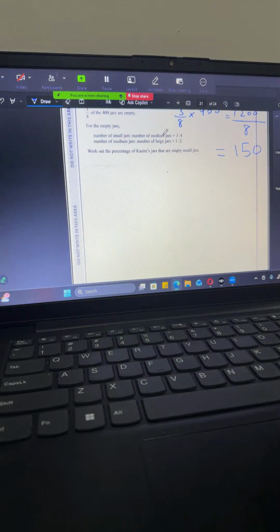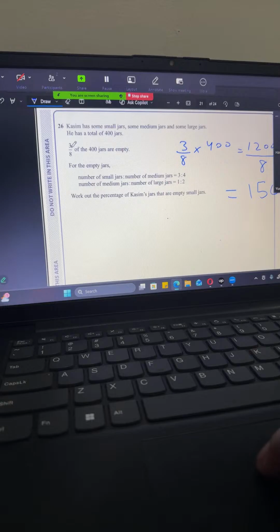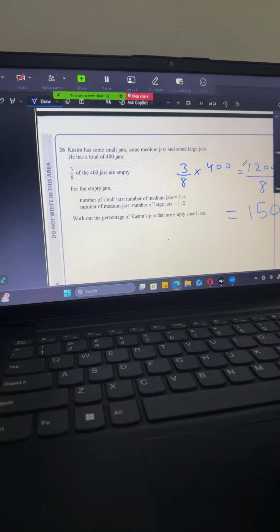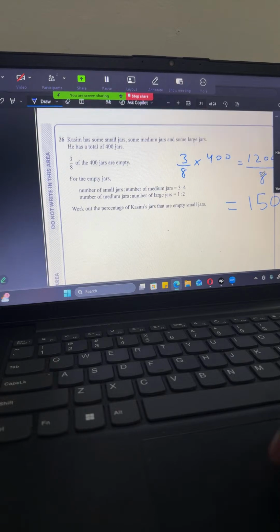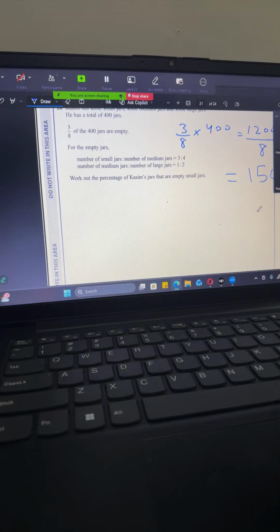Sorry, can you just go over it again, please? Okay. Can you see this thing? Statement: 3 over 8 of the 400 jars are empty. So what we did was 3 out of 8 times 400. First I did 3 times 400, which is 1200, and then divided by 8. 1200 divided by 8 is equal to 150. So there are 150 empty jars, right?